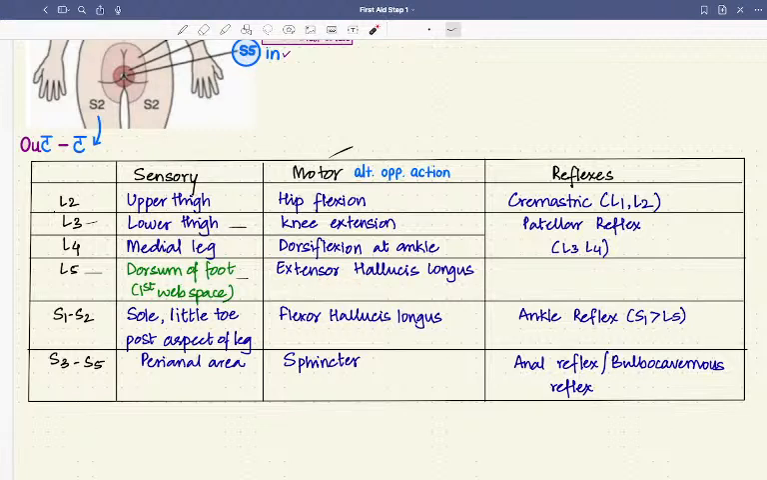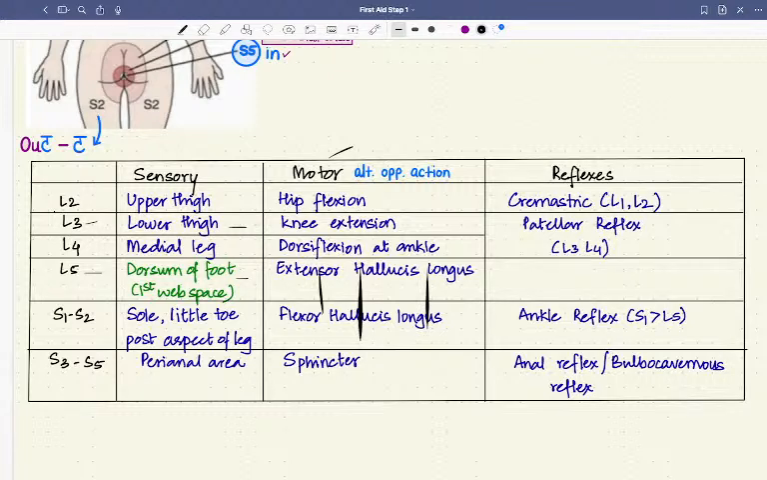This is all from MERs. Okay, it is from MER. And S1, S2, we have sole, little toe, flexor hallucis longus, that is the little toe flexor. Don't pay attention to this too much, but just check this. Okay, S3, S for the sphincter, that is the perianal area.